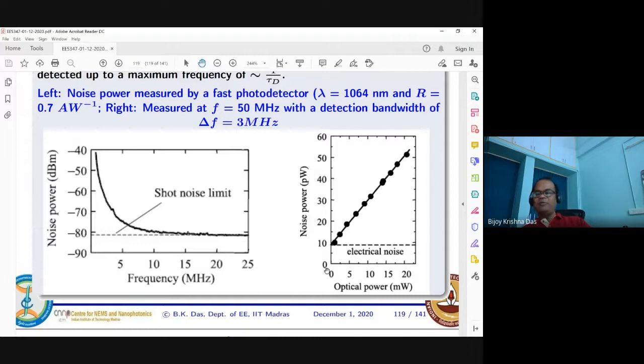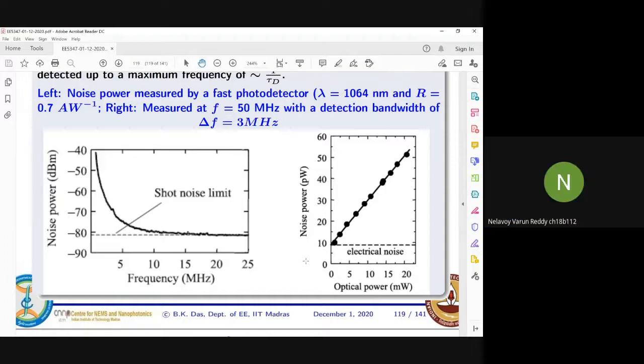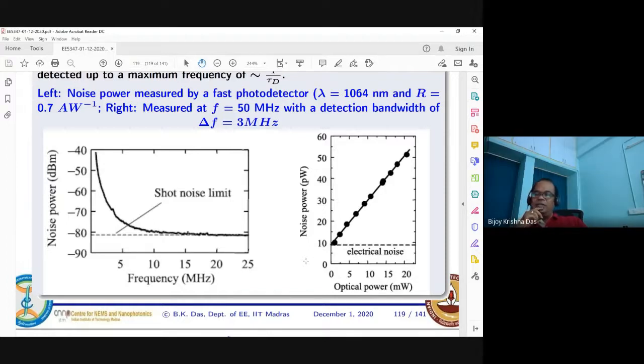And that noise power you are calculating as a function of the optical power coming to your photodetector. Then you see that it is going linear. Okay, so is this expected, Nila, bhai, Barun? Are you there? So this noise power is increasing as a function of optical power. Do you expect that?